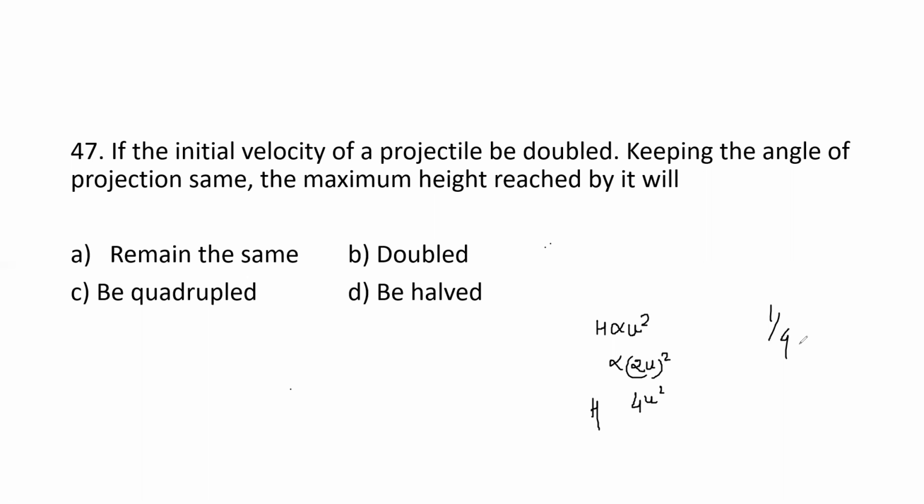The options given are: remains the same, it is doubled, it is quadrupled, it is halved. That is option C. It becomes 4 times, that is called quadrupled. Option C is the right option here.